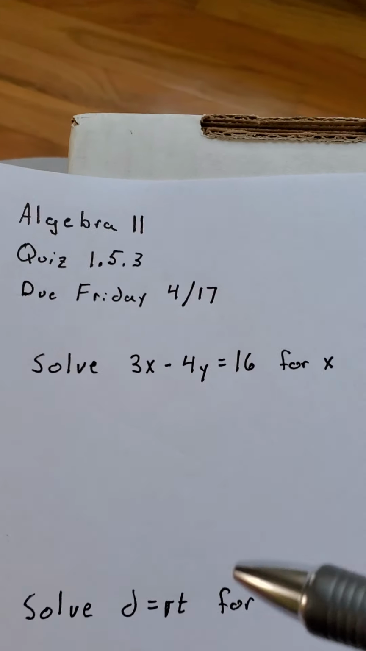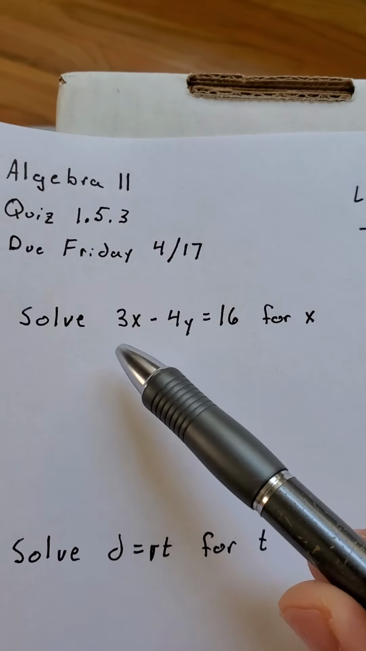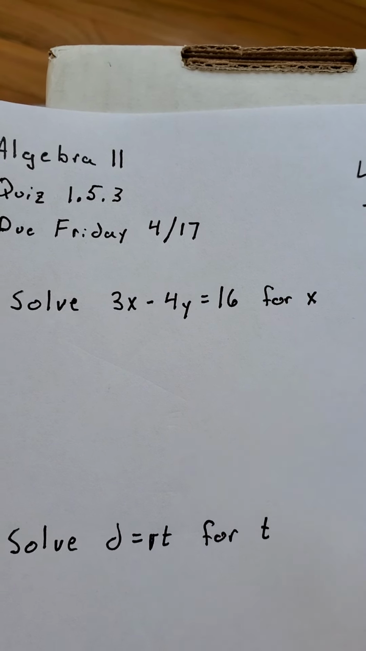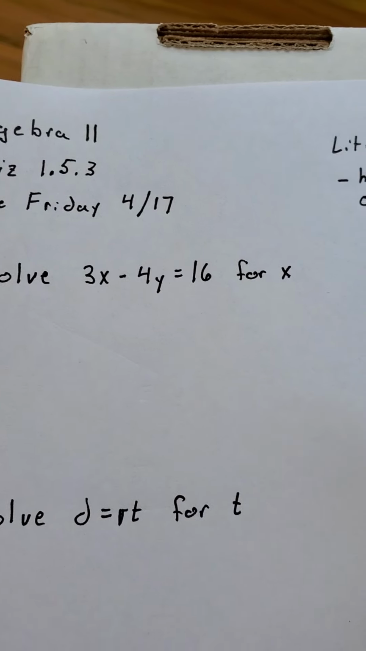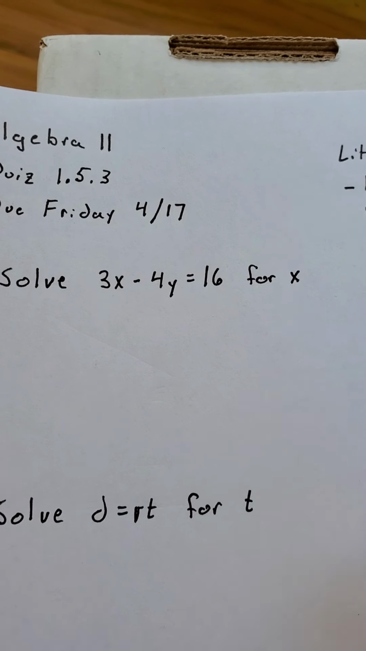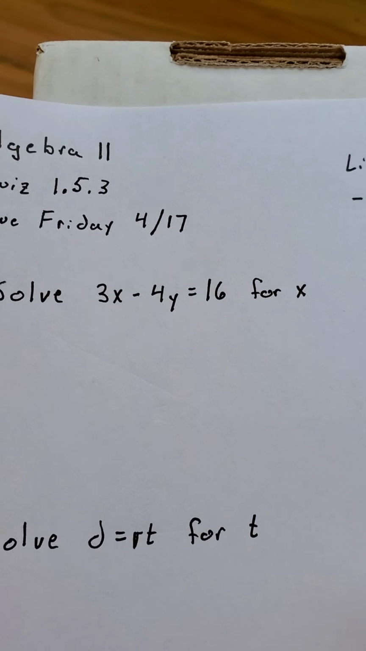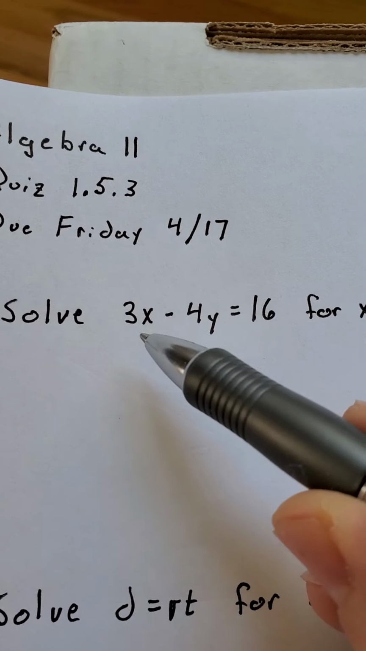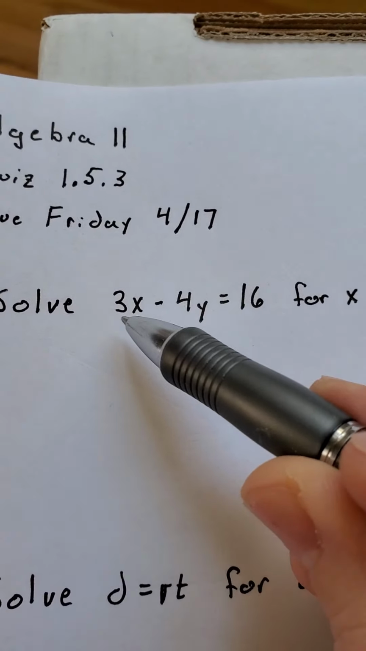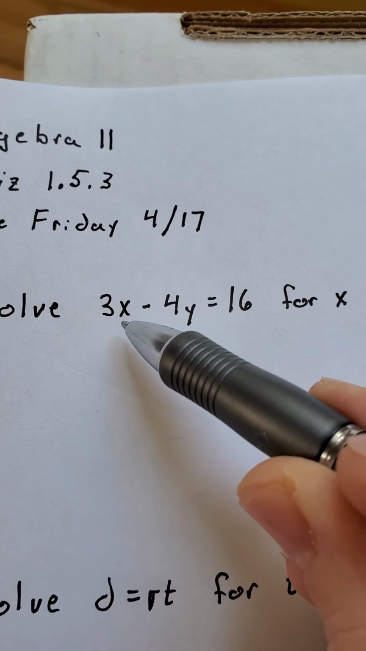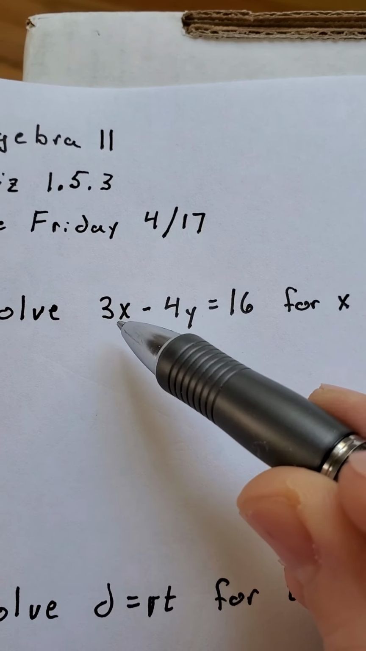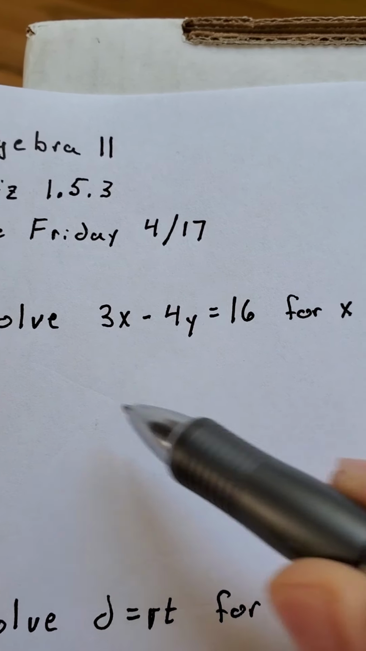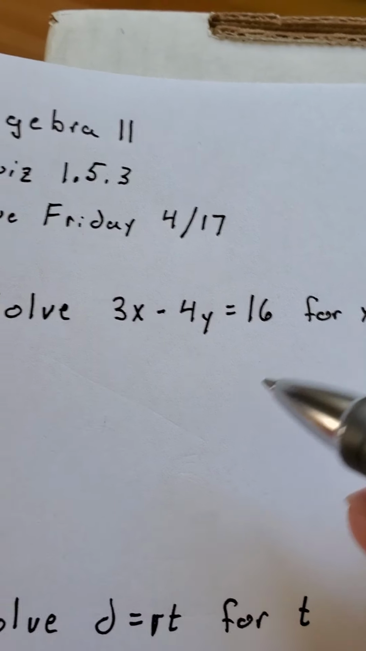So okay, let's go ahead and see how we solve this problem. This is 3x minus 4y is equal to 16, and we're going to solve it for x. So what we're going to wind up with is x equals something. And that's what we want to find out. That'll be the solution. So the first step is to isolate this term, the 3x. That's the one that has the x in it that we're looking at. So we want the 3x to be on one side of the equation all by itself. It doesn't matter which side, as long as it's all by itself.